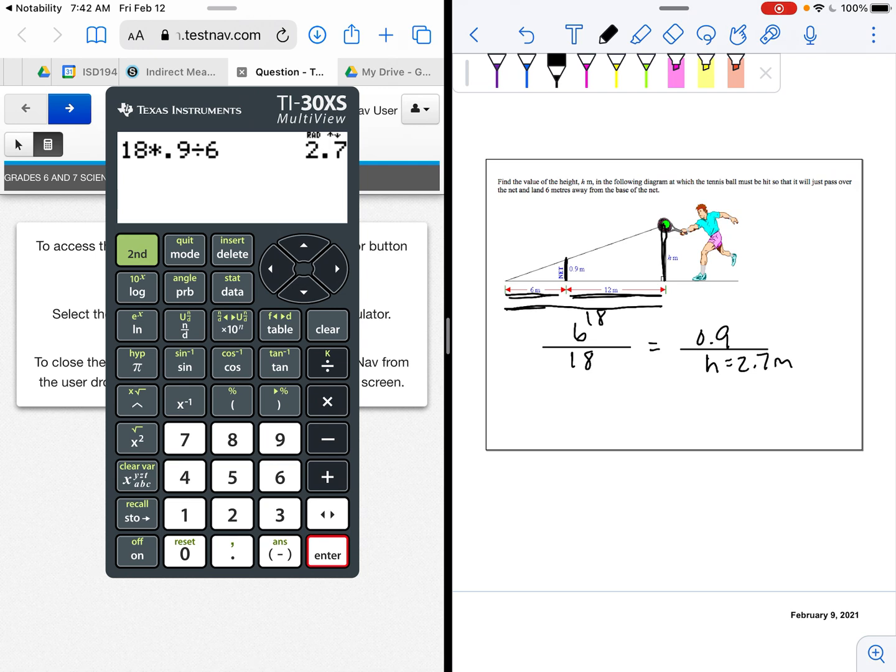I hope everyone sees how I got that 18, right? This is 12, and this is 6. But you need the whole thing. So this whole thing from this point right here on the ground to the racket is 18.